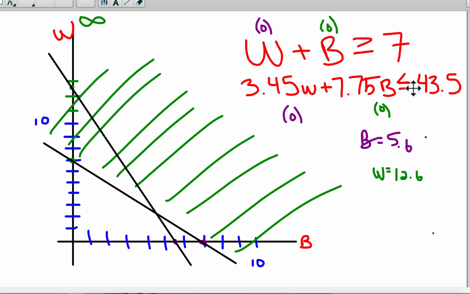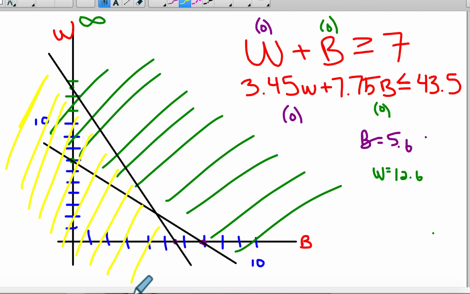Now with this inequality, I need it to be less than, which would include negative infinity, which is going to be down here. So if I'm going to shade it all for this one, I'll pick a new color. I'll pick yellow because it's not too dark. I'm going to shade all of this, because I need to be below that line that I just drew.